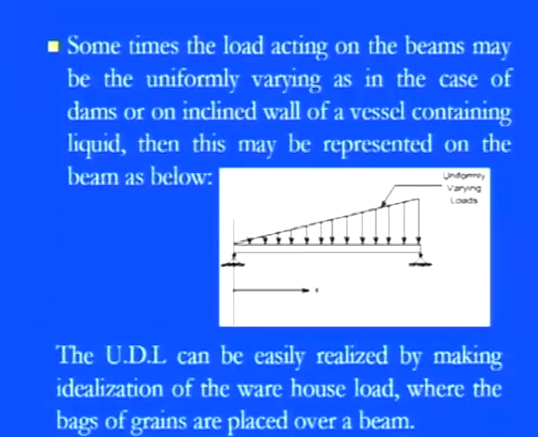The UDL can be easily realized by idealizing a warehouse load, where bags of grains are simply placed all across the beam. Whatever grains are within that particular beam are placed in their own places. So whatever the distortion or deflections are, they have to be uniform, and whatever the bending actions are, they have to be uniform.